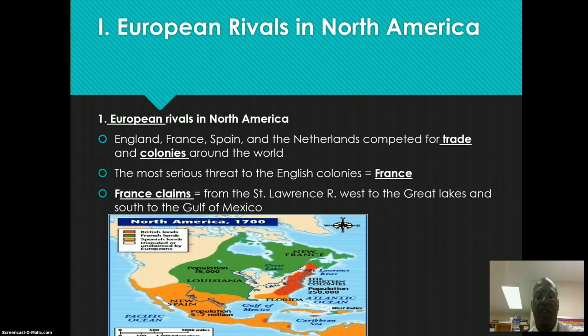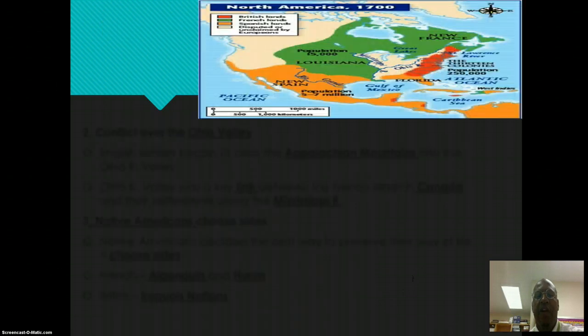France is laying claim to the St. Lawrence River, up in this particular area, all the way down to the Gulf of Mexico. So all of this area here is pretty disputed territory, and both the English and the French are seeking to lay claim to it. The conflict area is known as the Ohio River Valley area.